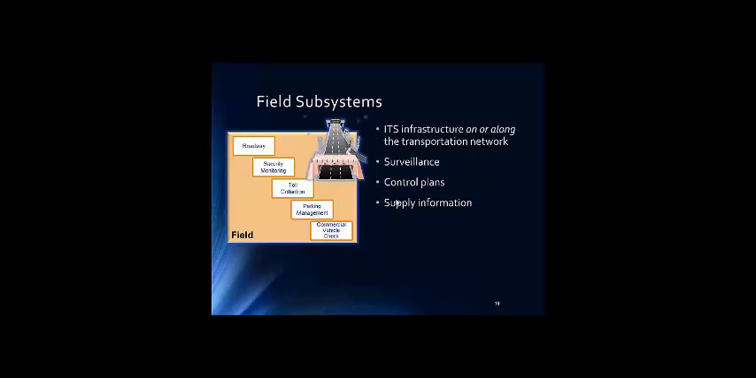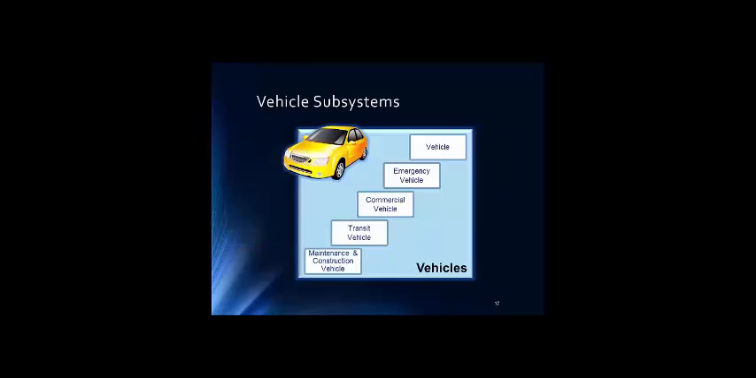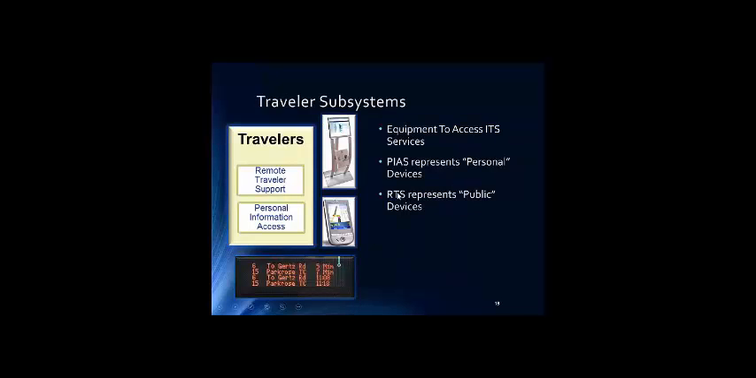Field subsystems cover the roadway and monitoring, and could be cameras or vehicle detectors. You can see all the different possible field subsystems here. Vehicle subsystems include the actual commercial vehicles or trucks, transit vehicles, and maintenance and construction vehicles. These are sometimes the ones operated by a DOT to help stranded motorists. So these could be a personal vehicle or more specialized vehicles operated by agencies.